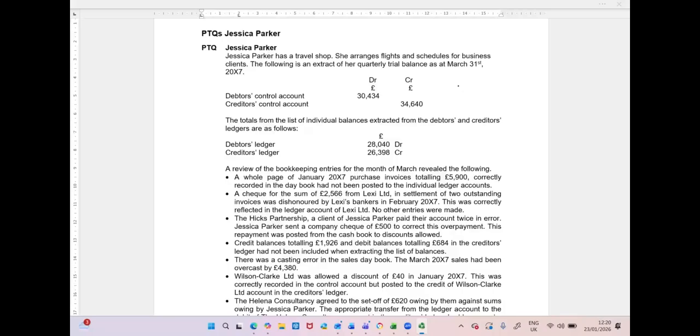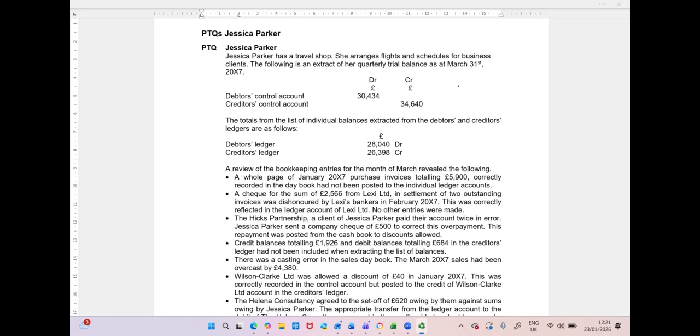Hi viewers, in this video I'm going to solve this question. This is about control accounts. Before I start this question, I would suggest you watch my previous video, which is only on control accounts. I've explained how the control accounts work, because if you watch this video, there are some transactions which you may not understand. So it's important to watch that video before you look into this question, which is Jessica Parker.